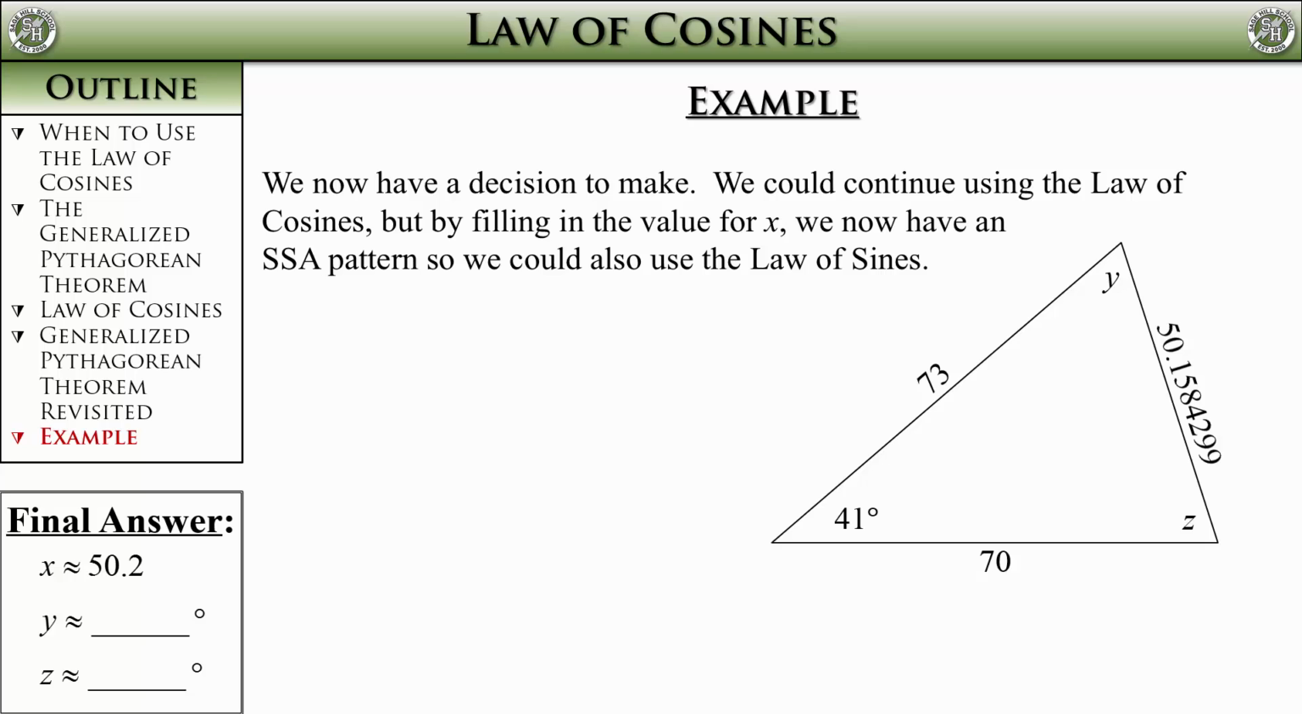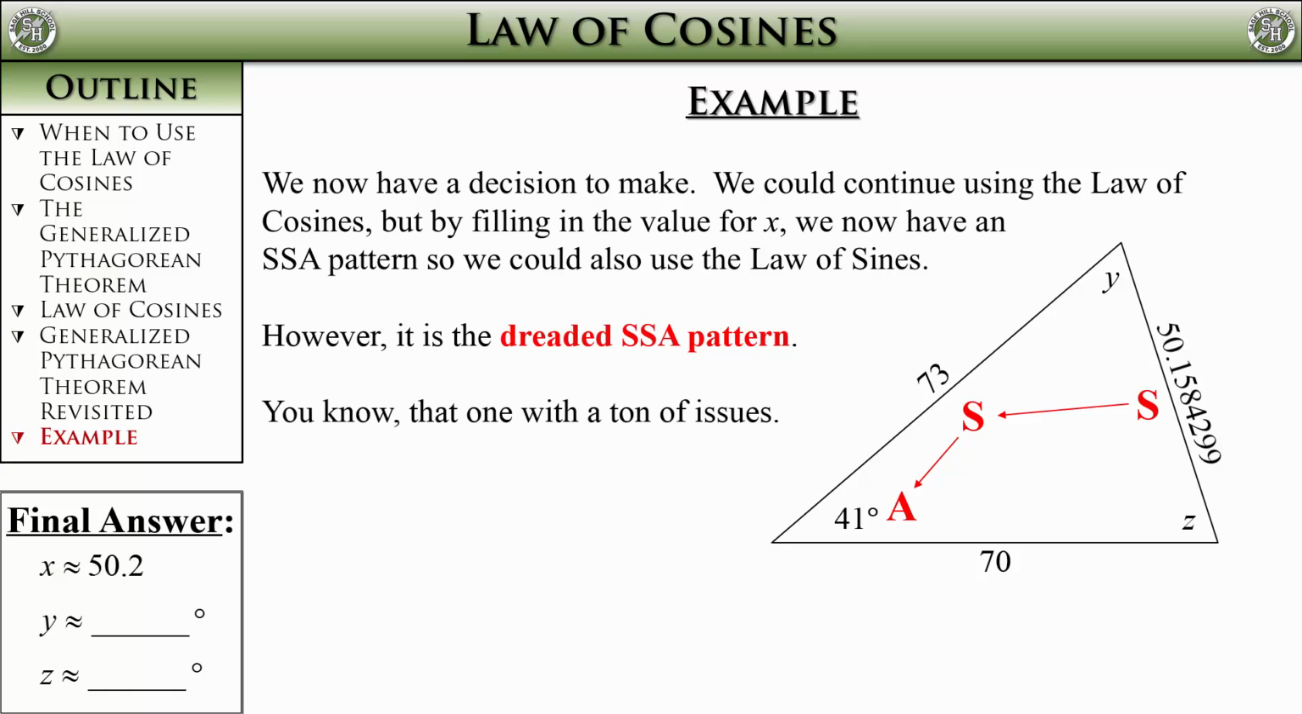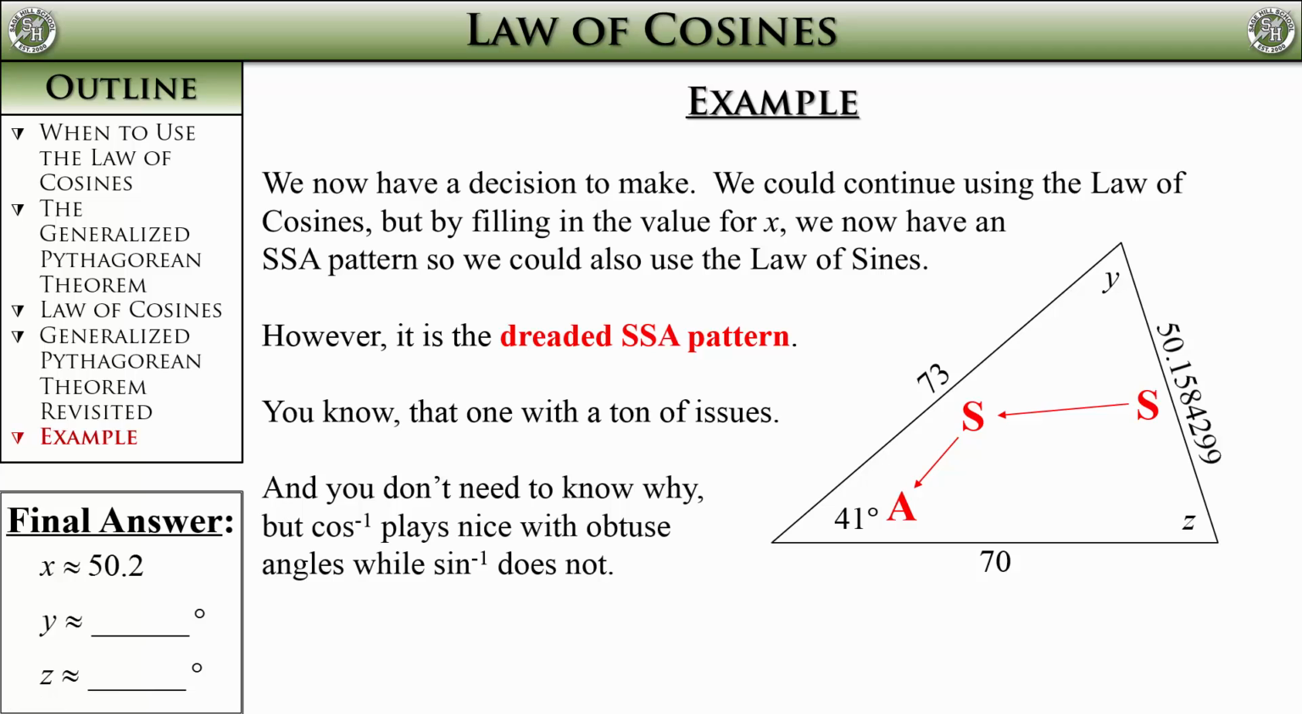We now have a decision to make. We could continue using the law of cosines, but by filling in the value for x, we now have an SSA pattern. So we could also use the law of sines. However, it is the dreaded SSA pattern. You know, that one with a ton of issues. And you don't need to know why, at least not yet, but the inverse cosine plays nice with obtuse angles, while inverse sine does not.